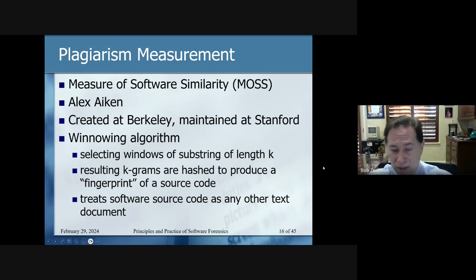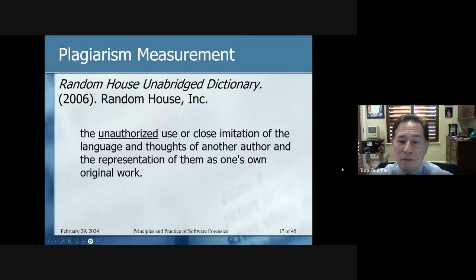Okay. But the first problem I had with this field is I don't like the word plagiarism, because if you look at a dictionary, plagiarism is the unauthorized use or close imitation of somebody else's work. And the key is unauthorized. None of these tools determine whether code that was copied was authorized or unauthorized. So in other words, it's not really detecting plagiarism. So I stayed away from the term plagiarism. It gives a meaning and an implication about the copier's state of mind and legal issues that have nothing to do with what these tools are looking at.